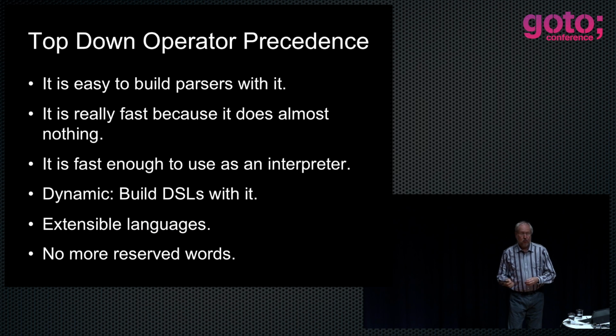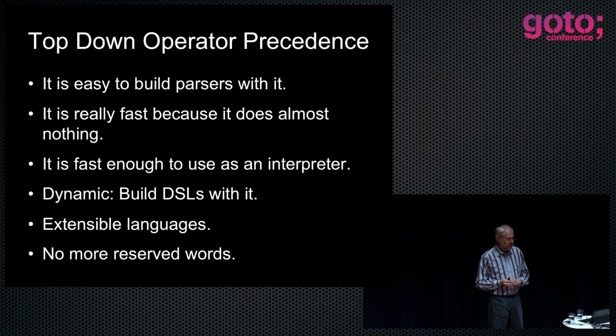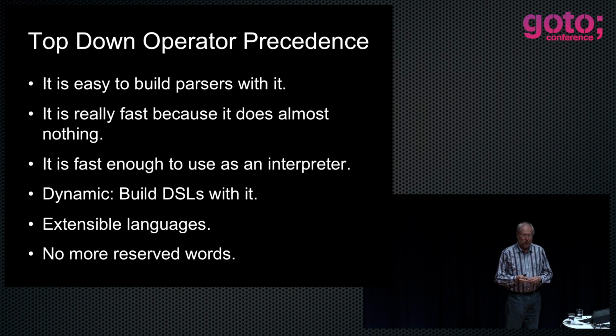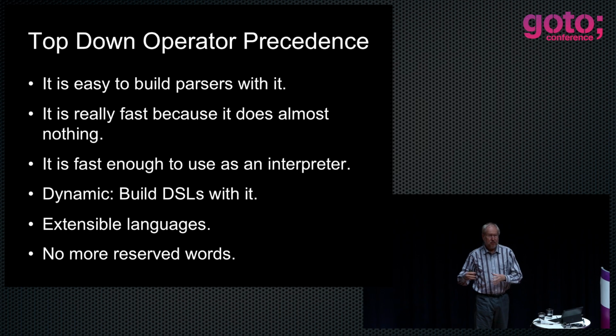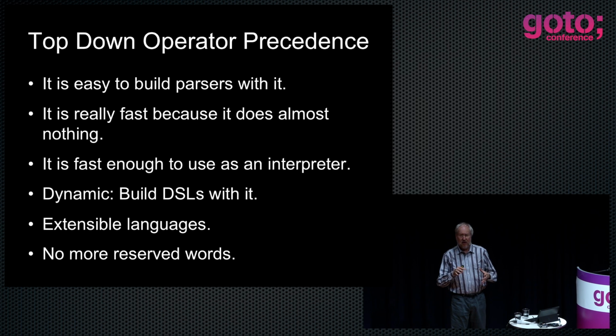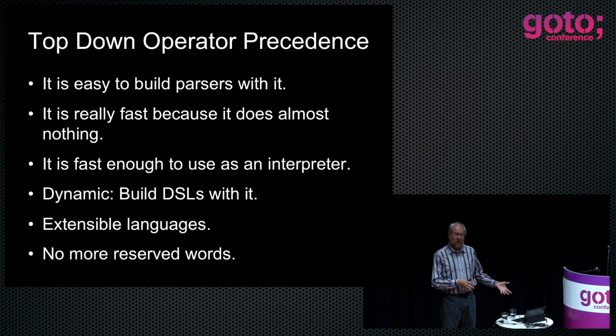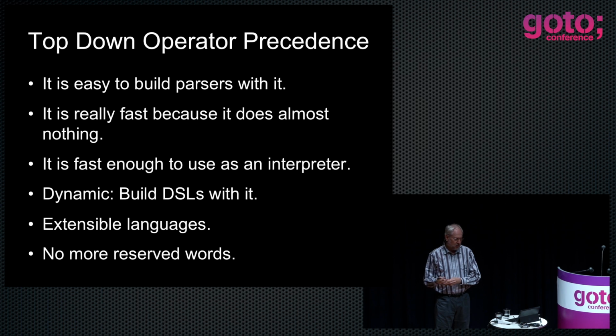So that's top-down operator precedence. It is easy to build parsers with it. It is really fast because it does almost nothing. It's, in fact, fast enough to use as an interpreter. And it's dynamic. You can build DSLs with this. In fact, you can build DSLs inside of another application because it's really lightweight.